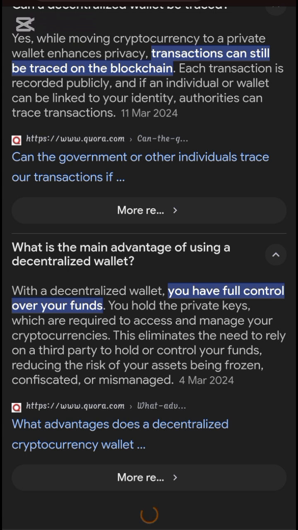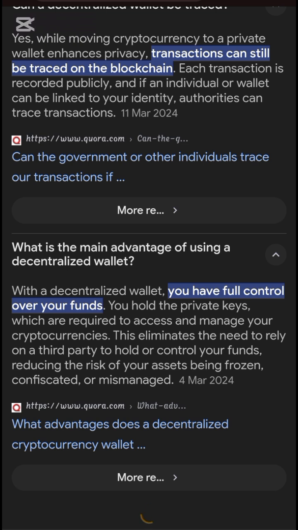That is why when you miss your password, you can apply for forgot password, and they will be able to reset your password for you. So the difference is that with a centralized wallet, the company controls the funds and holds your private key on a server. While with a decentralized wallet, you are the one that is entitled to your key, your password, everything.